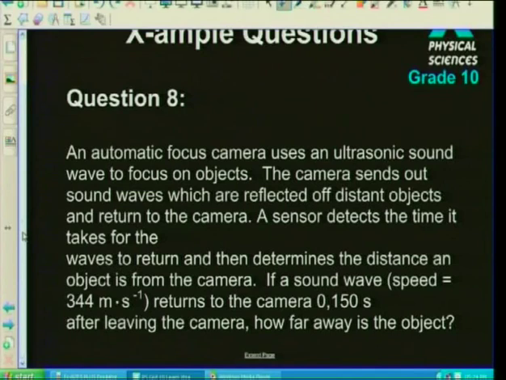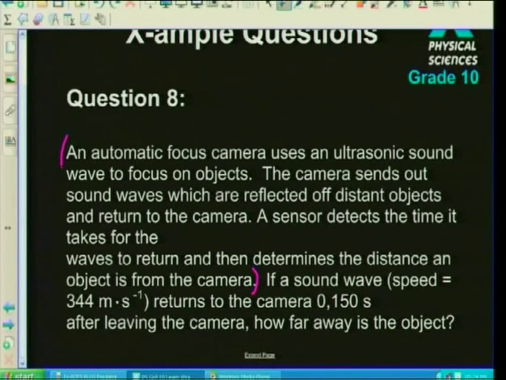It says to you, an automatic focus camera, which is your normal everyday camera, uses an ultrasonic sound wave to focus on objects. Another use. The camera sends out sound waves which are reflected off distant objects and return to the camera. You can't hear this, it's ultrasonic, okay? A sensor detects the time it takes for the wave to return and then determines the distance an object is from the camera.